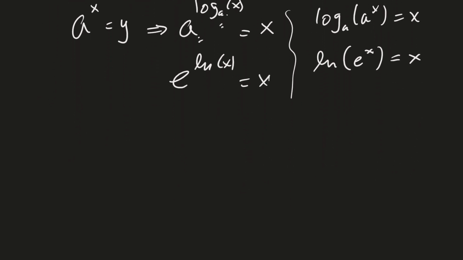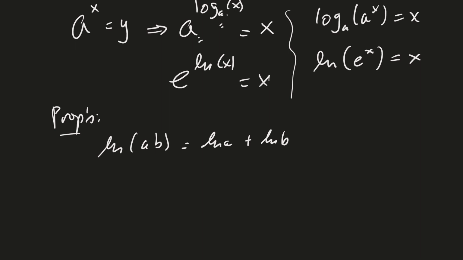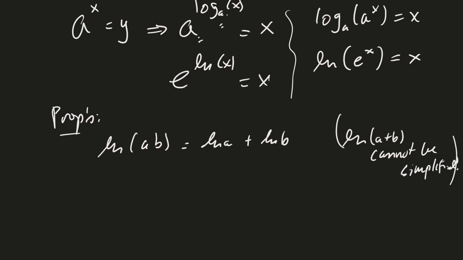Now, just a quick note about some of the properties of logs, and then we'll work with them a little bit. Starting to run low on time. I may have to do my examples later. Natural log of ab is natural log of a plus natural log of b. Notice that natural log of a plus b cannot be simplified. Okay, so then what would the natural log of 1 over a be? Well, that's the natural log of 1 minus the natural log of a. And natural log of 1 is 0, so that's just minus natural log of a.